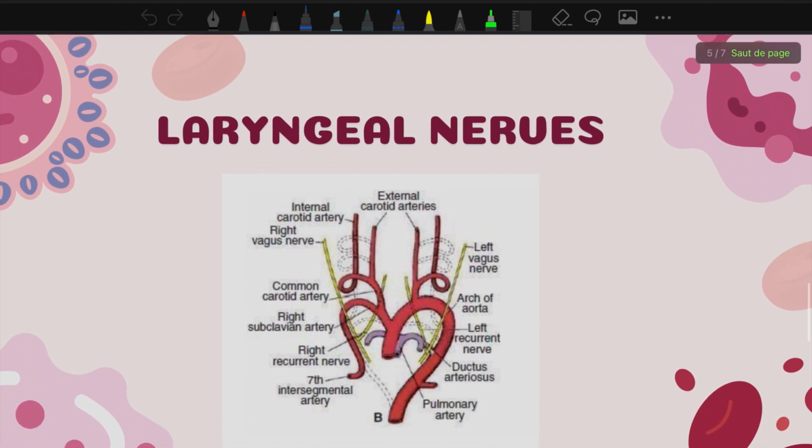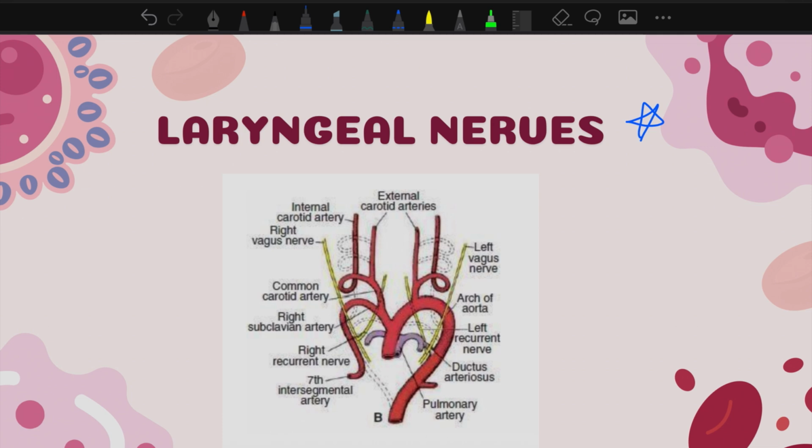Now there are two points you have to know before the end of this lecture, basically the laryngeal nerves, and they are really important. If you understood the slide before, you will understand this slide, and it's really easy, but it's really important, and it came many times in the past questions.